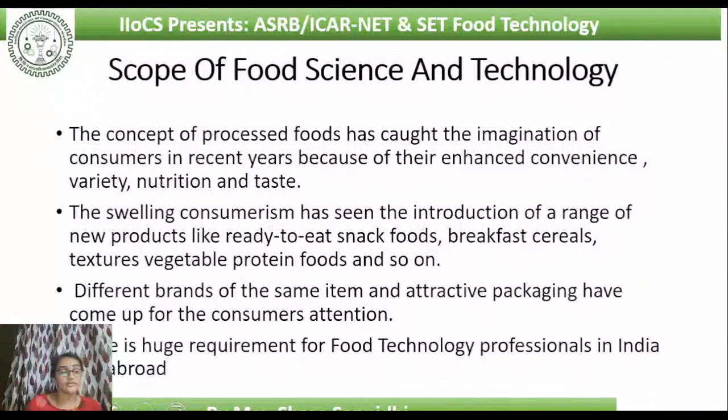Right? This swelling consumerism has seen the introduction of a range of new products. So we have a lot of new products like ready to eat snack foods, breakfast cereals, textured vegetable protein foods. All these are convenient foods. It is ready to eat, which means you just take the food and have it, right? You don't need to waste your time in cooking. So all these are very important innovations.